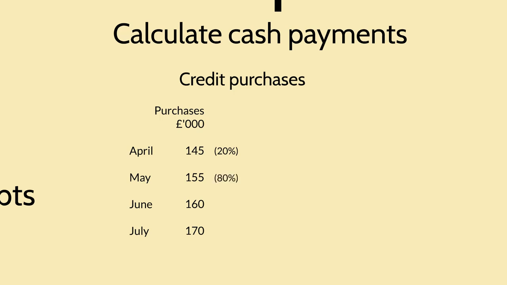With that in mind then, 20% of credit purchases made in April will be paid for in June, and then 80% of credit purchases made in May will be paid for in June because that is the month following sale. In June then, what we get is 20% of 145,000, which is 29,000, 80% of 155,000 in May, which is 124,000. So these two figures together represent our total cash payments that will have to be made in June with respect to our credit purchases made in the past 2 months.